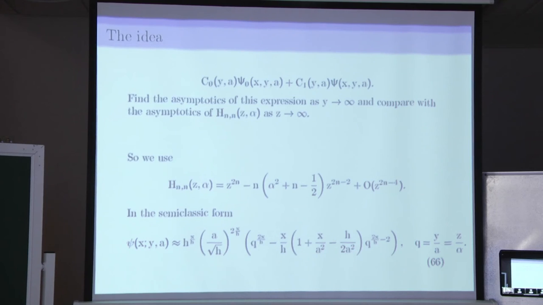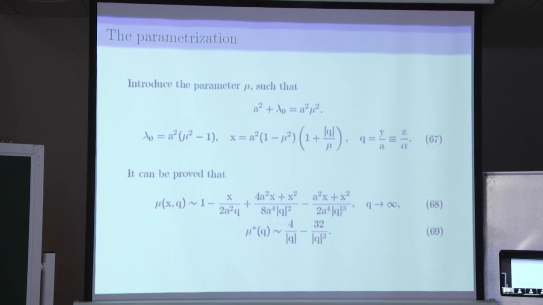So the next step is to find the asymptotics of the solutions psi 0 and psi 1. To do this, we need to find some convenient parameterization of our spectral curve. The first idea is to use the root lambda 0 as a parameter, because coefficients a and b can be expressed in terms of lambda 0. But this idea does not work, because our answer contains some complicated integrals. And if we use this parameterization, we can't find the asymptotics of the solution.